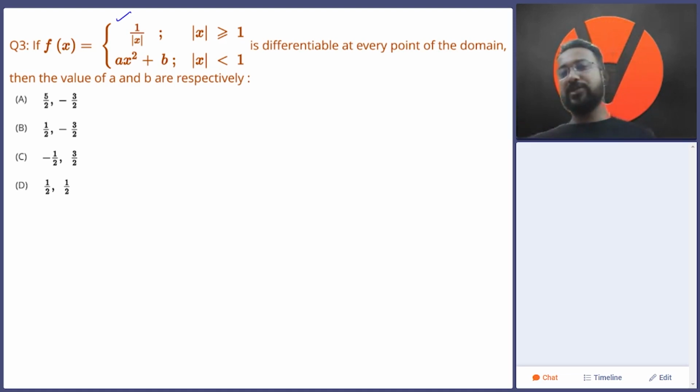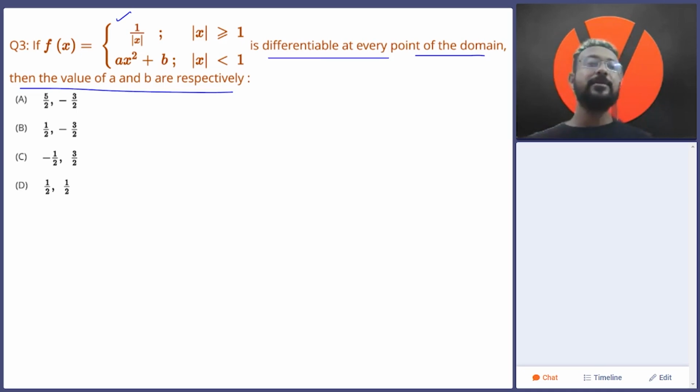Okay, sir. So two functions we got, and they're saying it is differentiable at every point on the domain. Then what is the value of a? So first thing is, you can see very clearly that x is not given to you. Like in the domain, they did not specifically mention explicitly what is the interval of x. They mentioned about mod x.